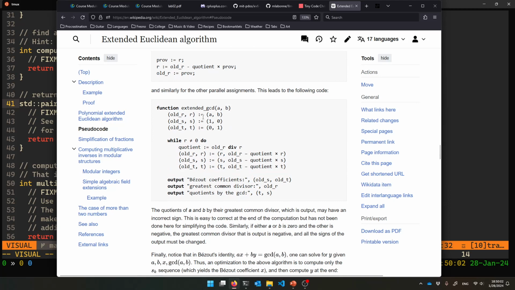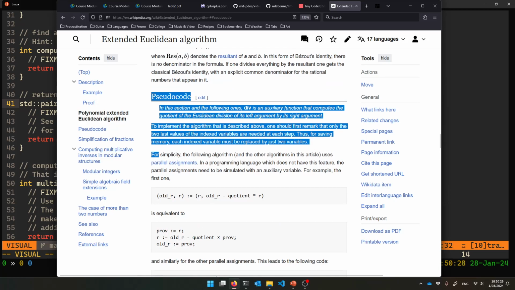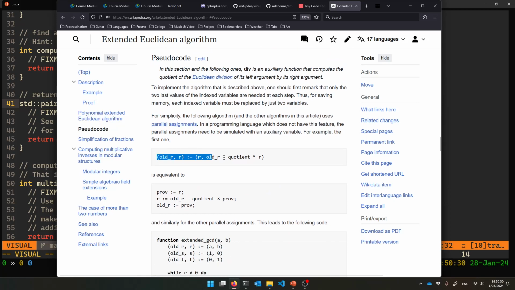This is the pseudocode. This is a weird little bit of pseudocode. It's working with pairs. It's making a pair, with the first part being old R and R, and the second part A and B. So it's setting two variables at once to these two values. You see that? Old R becomes A, and then R becomes B. These are called parallel assignment statements in the pseudocode. It's like doing both of these things at the same time. Okay, it's equivalent to this code.